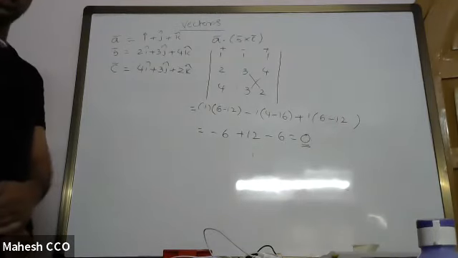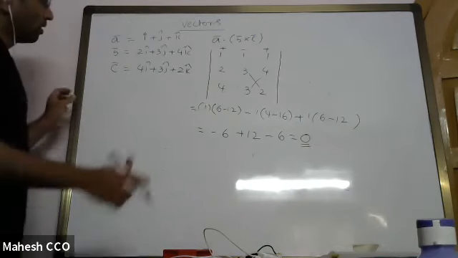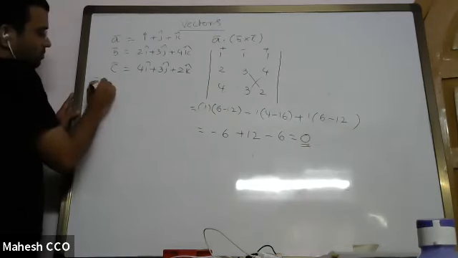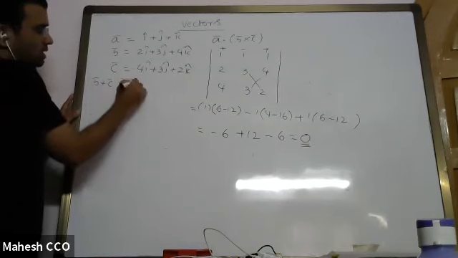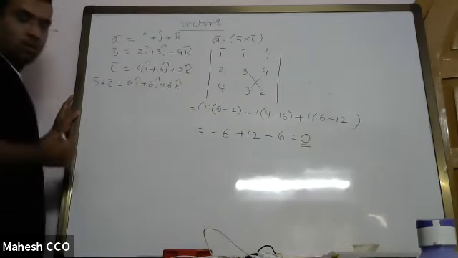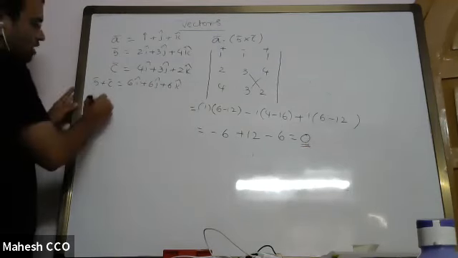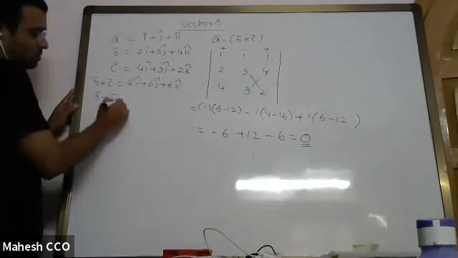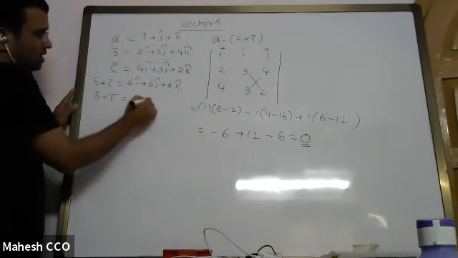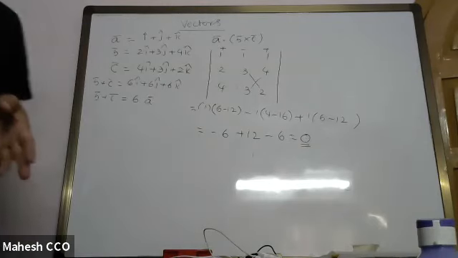Just one moment. I will tell you why the answer has actually become 0. B bar plus C bar is what? It is nothing but 6i cap plus 6j cap plus 6k cap. So this vector is parallel to i cap plus j cap plus k cap. So actually B bar plus C bar is equal to 6 times A bar.